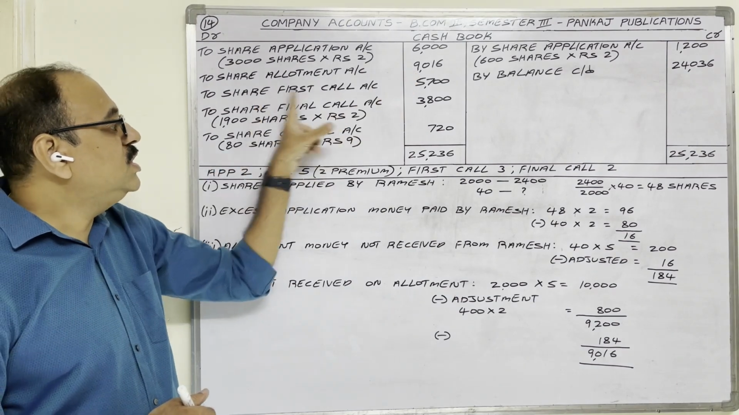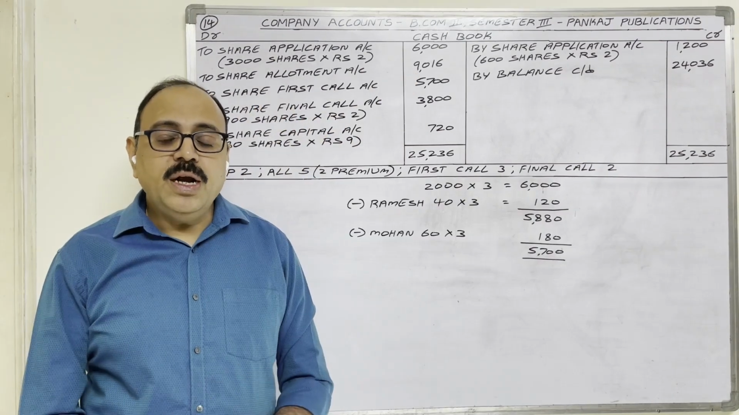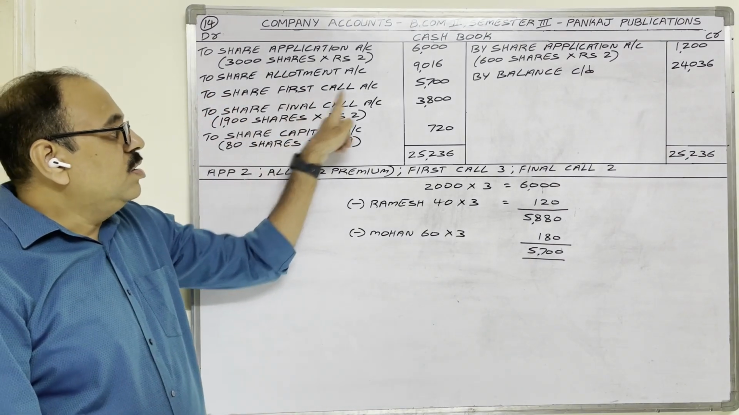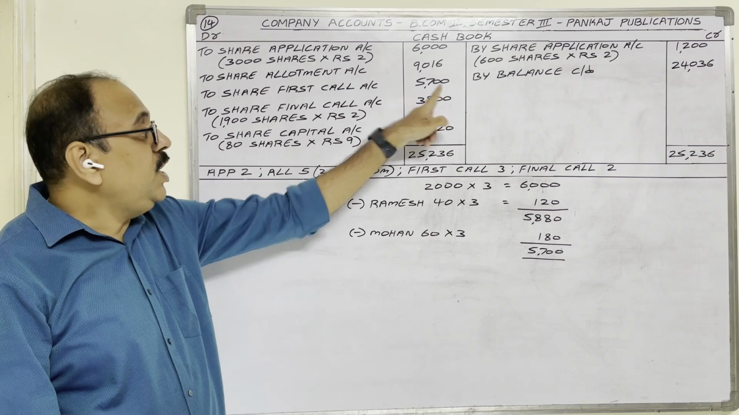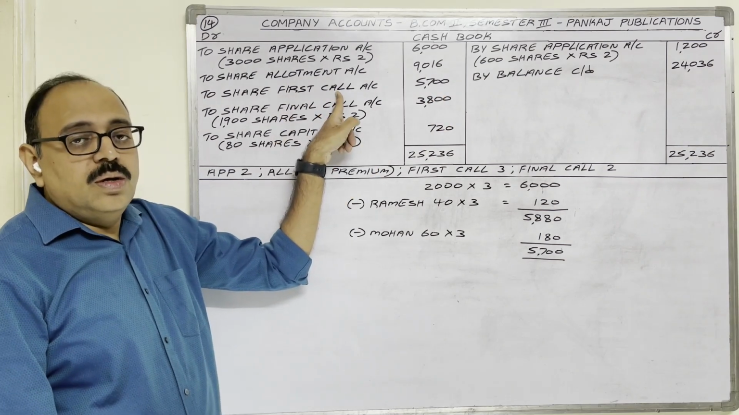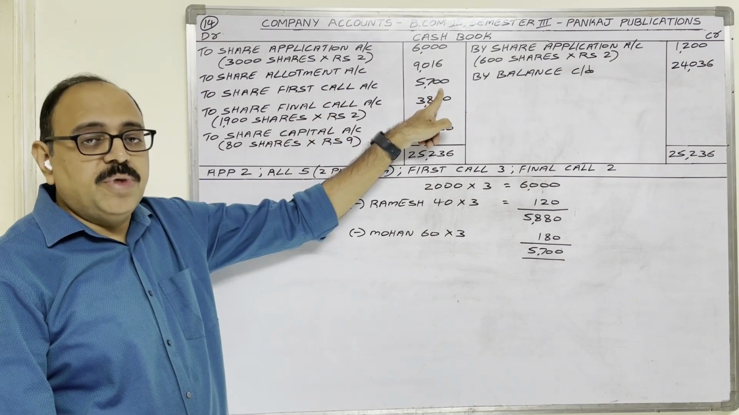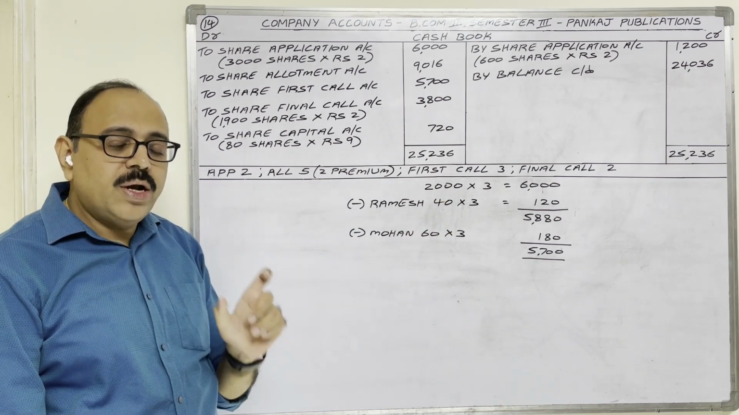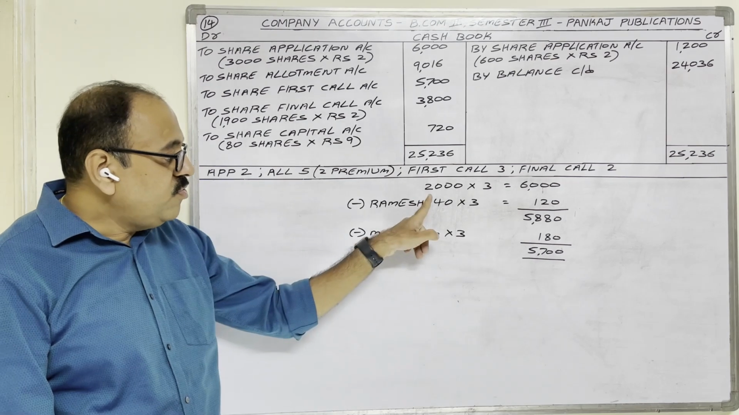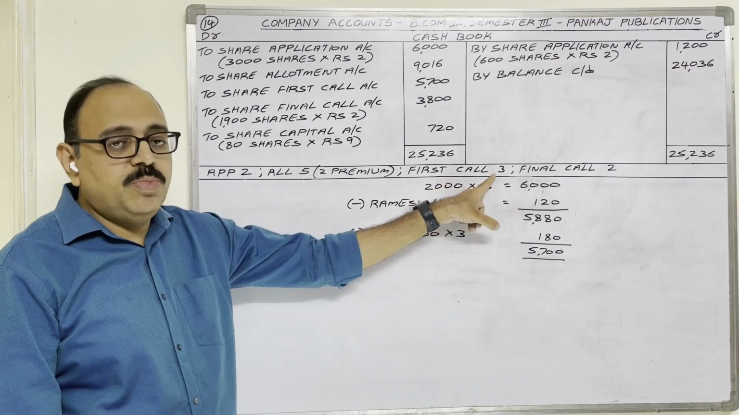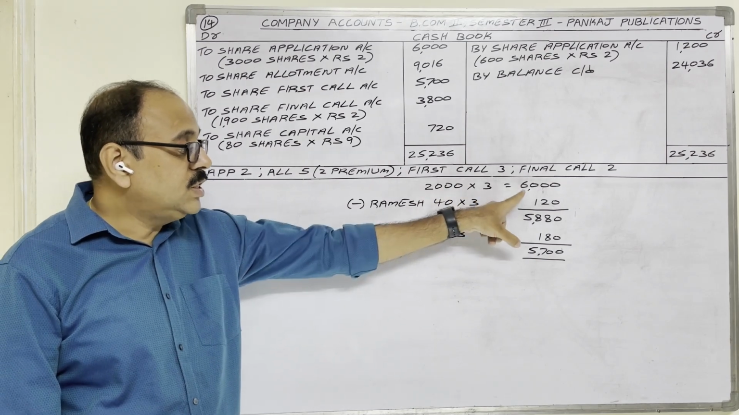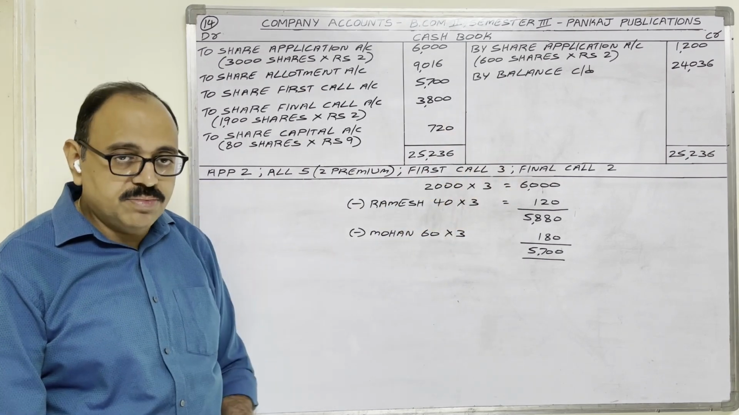Next come to share first call. Allotment completed. Now come to first call. To share first call, 5700 is coming through first call. How is this 5700 coming? Calculation I am showing here. Finally, the company allotted 2000 shares now. On one share, the first call amount is 3 rupees. On 2000 shares, 2000 into 3 rupees, 6000 rupees of first call money should come.